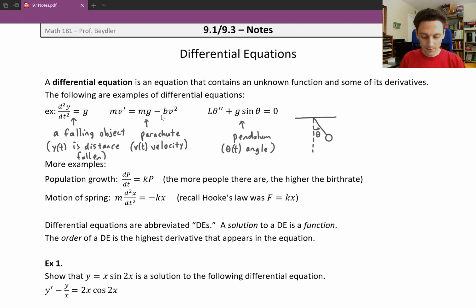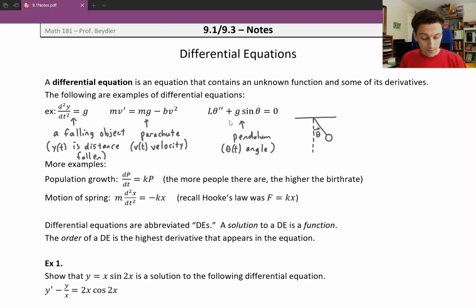And then on the right side you have a couple of terms: the mg term, which, if there was no air friction, would model how fast the object is falling. But then you have this minus bv squared, which models the effect of the parachute. So it's a force that's going in the opposite direction as it catches the air.